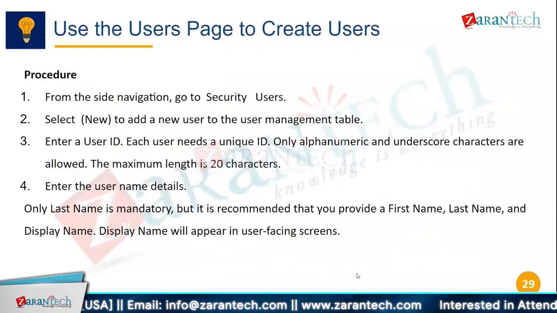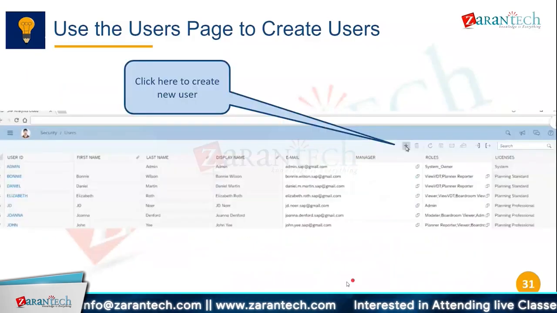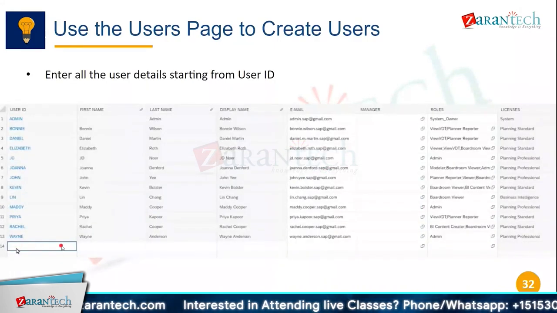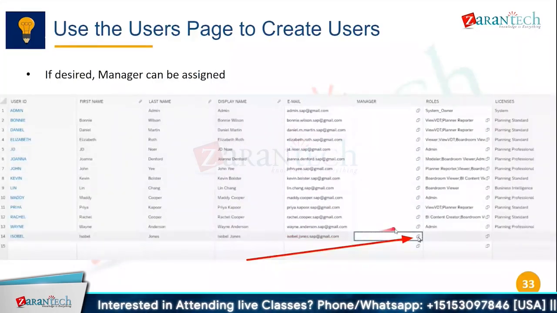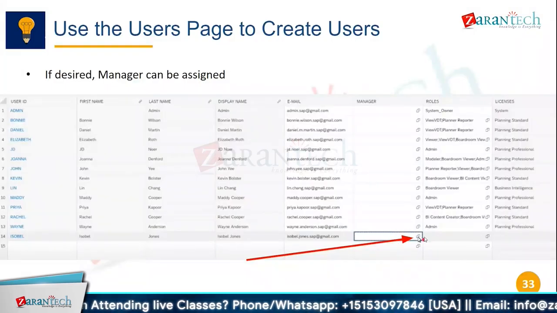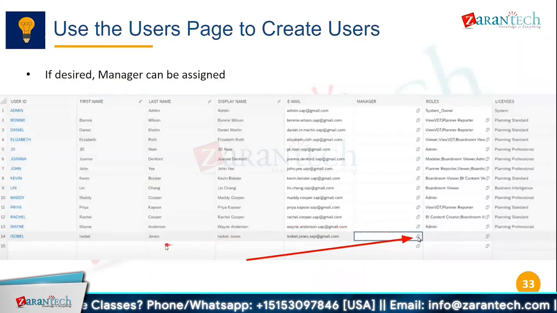So this is how you navigate from the user page to create a user. Basically here you have this plus icon. You click on this plus, and this is where you enter details. You enter a user ID. As I said, the user ID should be unique. Then first name, last name, then email ID. Then you can assign a manager, in case you want that person to approve his team members' roles and responsibilities. So you can assign a particular person as a manager.